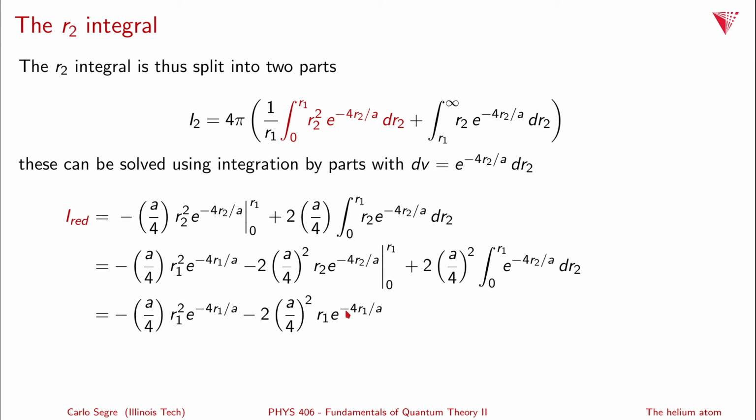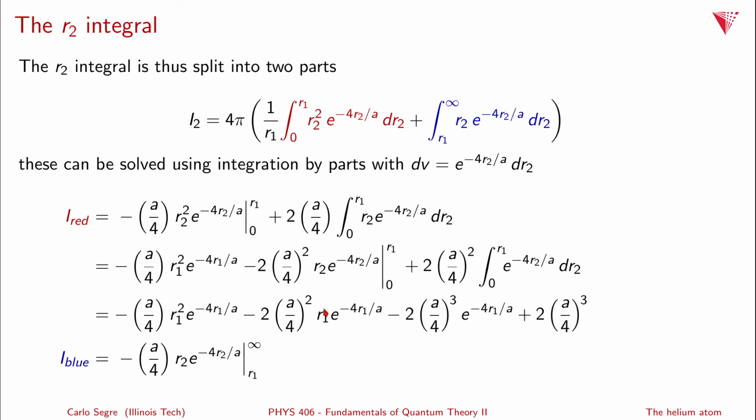We now can evaluate this second term again, replacing the r2 with the r1, and at 0 this goes away, and we're left then with the final result of this integral, which gives us two terms as well. This gives us minus 2 times a over 4 cubed e to the minus 4r1 over a, plus 2 times a over 4 to the third power. We can gather up these terms, and we can see immediately that each of these terms has a different power of r1. We have to put this in and divide by r1, and now we have to do the blue integral.